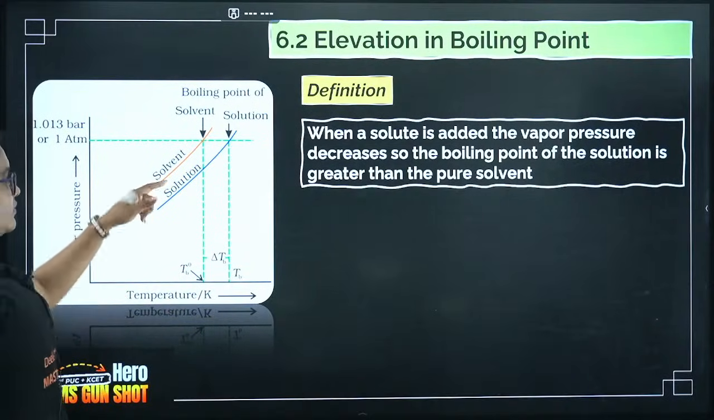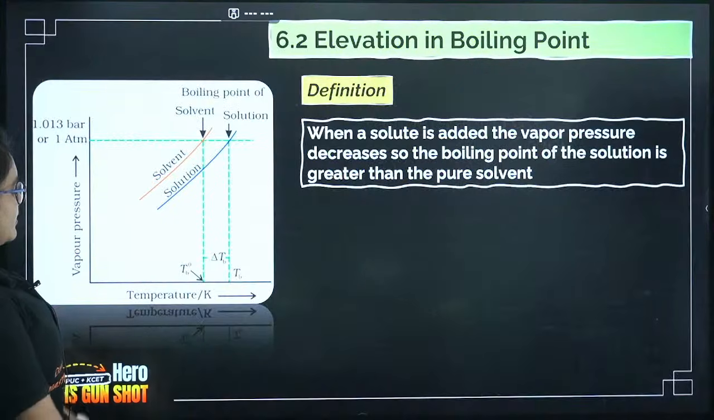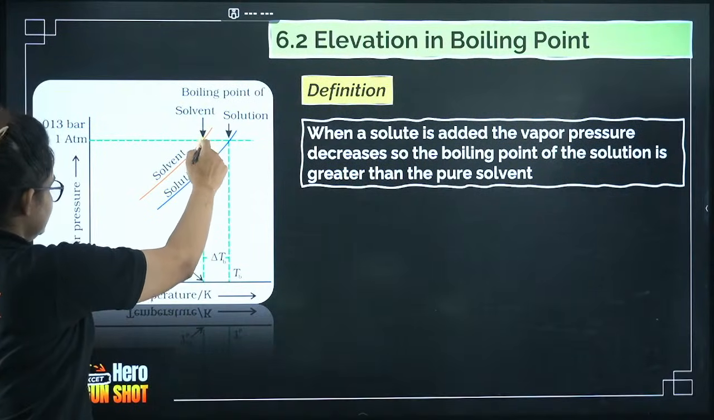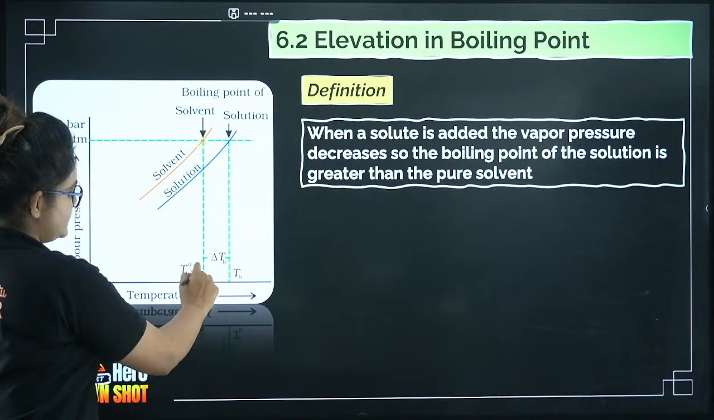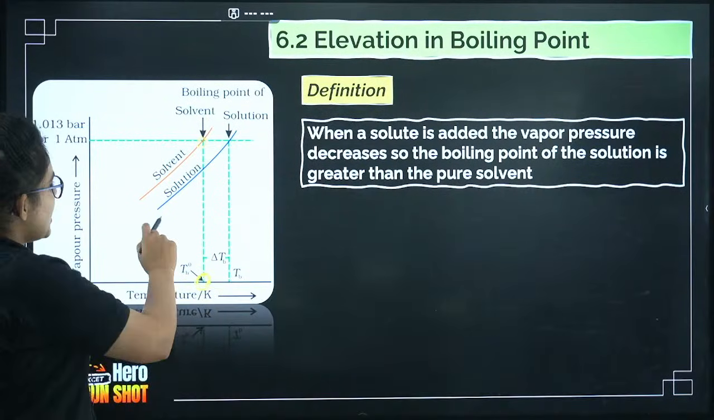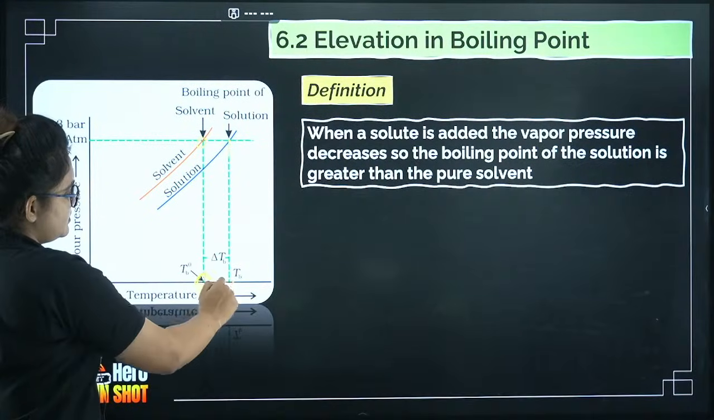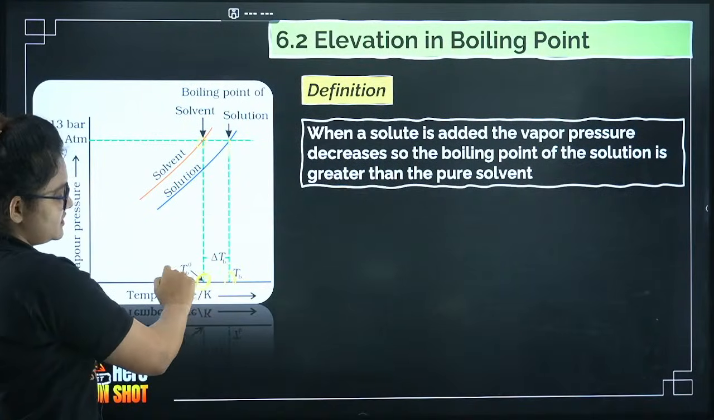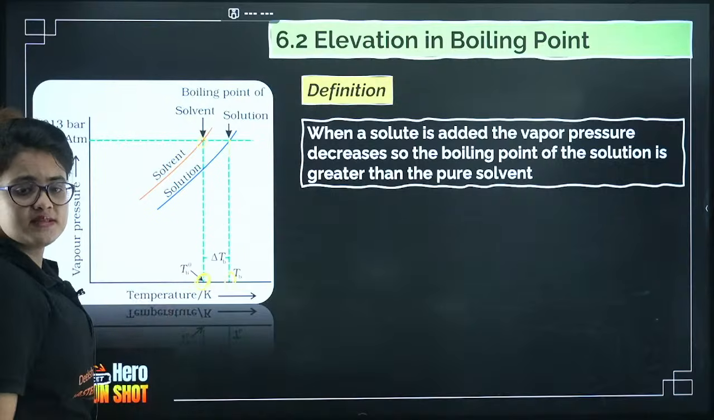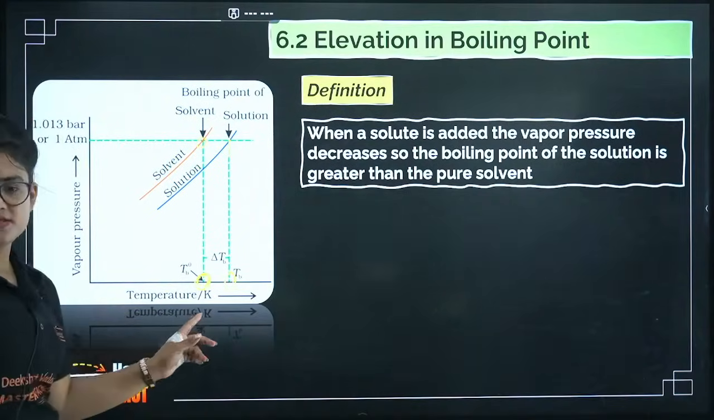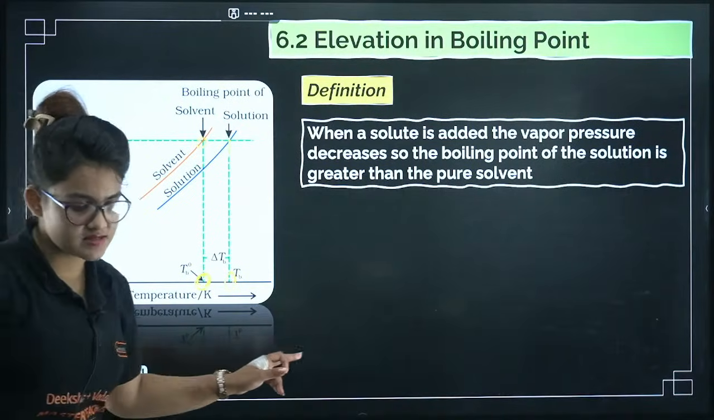Okay, so here you can see the graph. Initially the solvent was boiling at this temperature. You can see this is the temperature TB0, right? But now after adding the solute, it is boiling at this temperature. Okay, you can see a change. You can see it is increasing, means elevation in the boiling point. Okay, the graph is very important. Sometimes they directly ask the graph also.